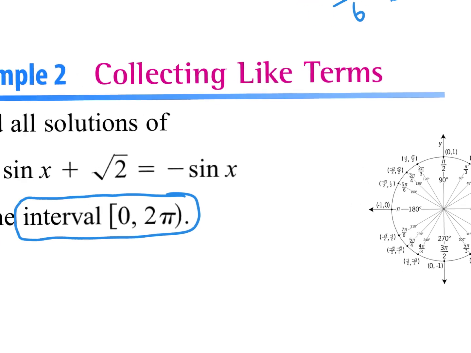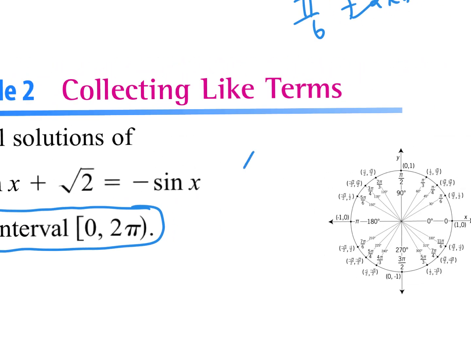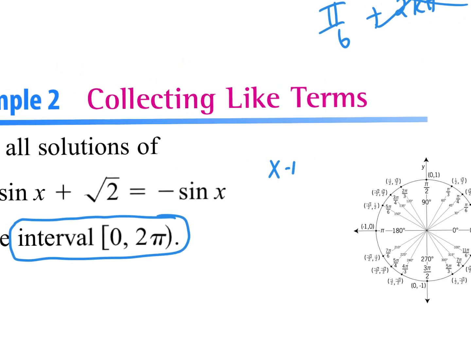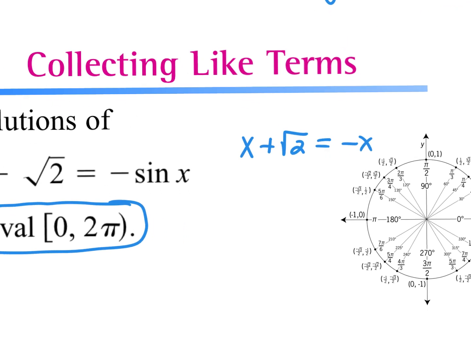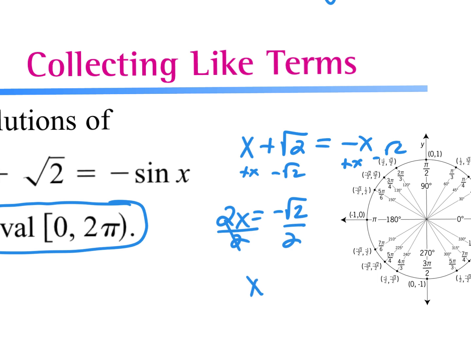So if you have a question like this, again, let's think algebraically. If I had x plus the square root of 2 equals negative x, how would you guys solve this? You get the x's together, right? So I'm going to go ahead and just add x to both sides and subtract the square root of 2. You guys agree? So you have 2x equals negative square root of 2, and then divide by 2, so x equals negative square root of 2 over 2. That's exactly what this question is saying.